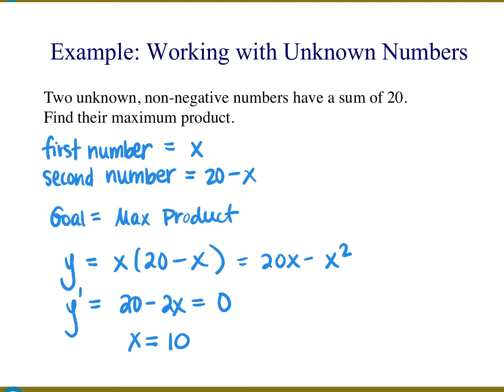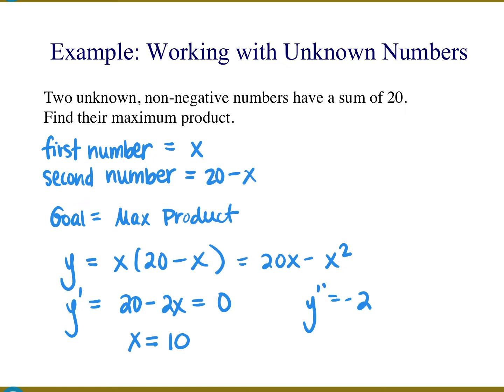I could plug in, say, 9 and 11, and see if it's changing from a plus to a minus. That would be one way. What's another way? Check concavity. What's the second derivative? -2, which means it's always concave down. If it's always concave down, then this has to be a max. So you can prove a max a couple different ways.